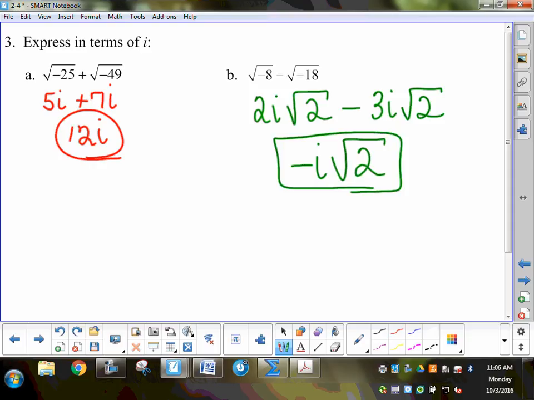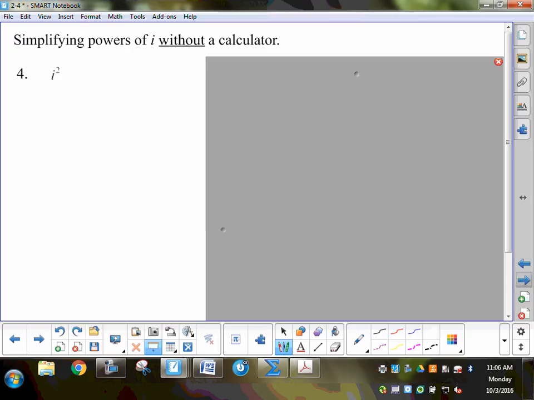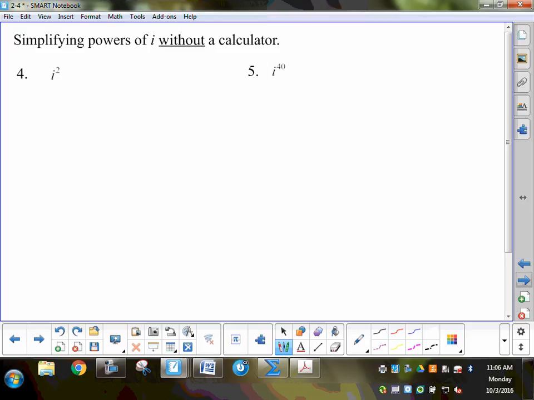Questions on that one? Now we're going to simplify these without a calculator. So hopefully this gets real easy for you. If you need it on this page, instead of going back and flipping back and forth, remember it starts out, i to what power starts out up top? 0. Then i to the first, i to the second, and i to the third.